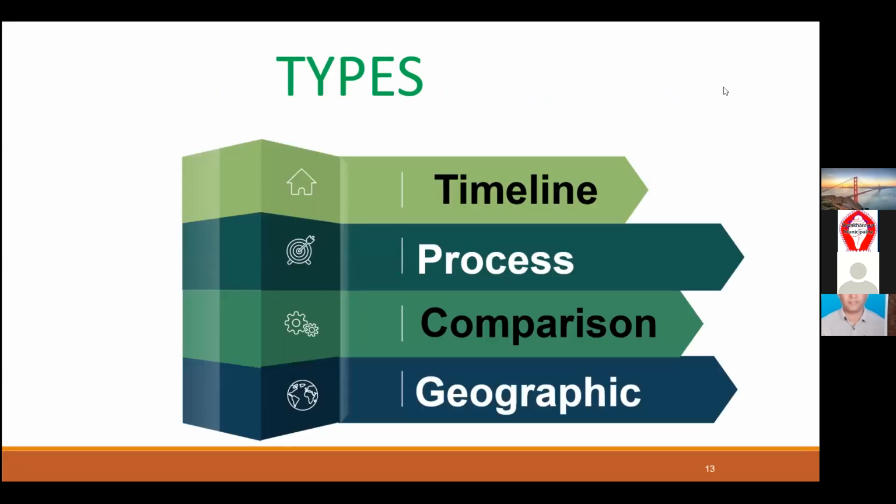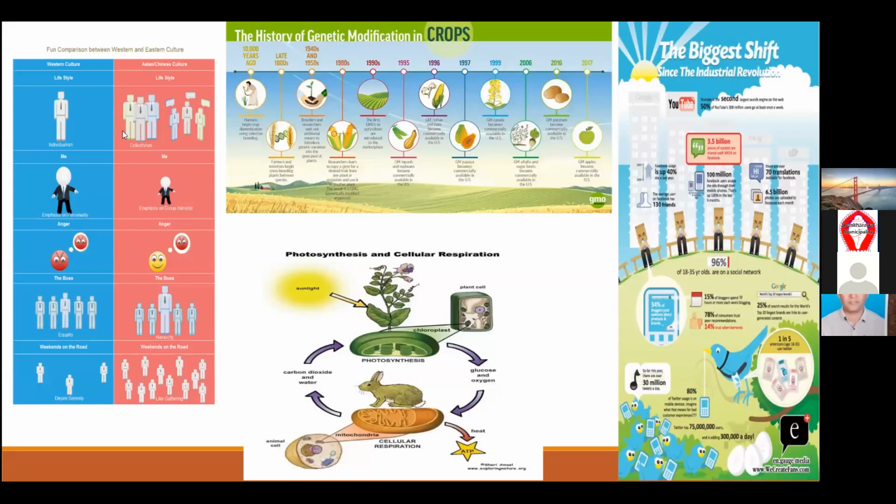And what are the different types of infographics? These are not official types, there are many other types, but majorly these types of infographics are used: timeline, process, comparison, and geographic infographic. And I'll just show you examples. If you want to explain a comparison between two topics, you can show this form. This is a comparison infographic on the left side. And here above is the timeline.